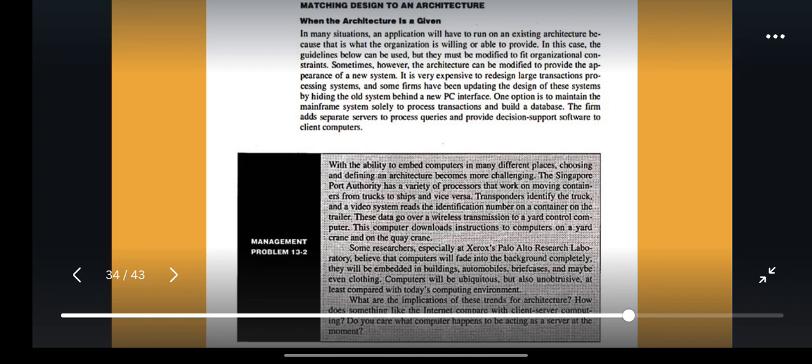It is very expensive to redesign a large transaction processing system, and some firms have been updating the design of this system by hiding the old system behind a new PC interface. One option is to maintain the mainframe system solely to process transactions and build a database. The firm adds separate servers to process queries and provide decision support software to client computers.